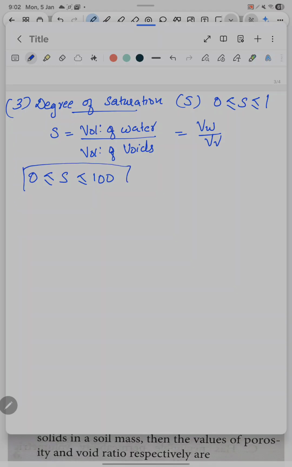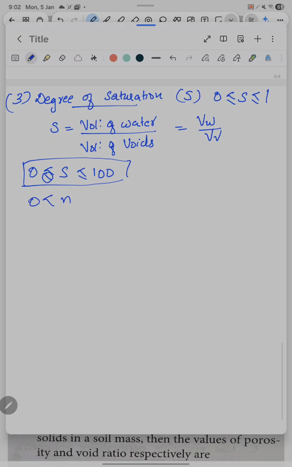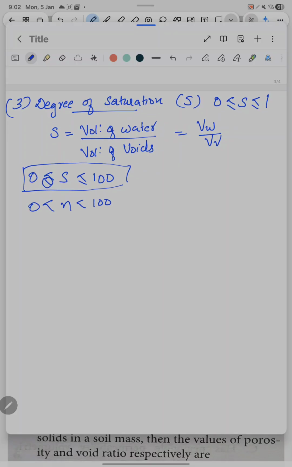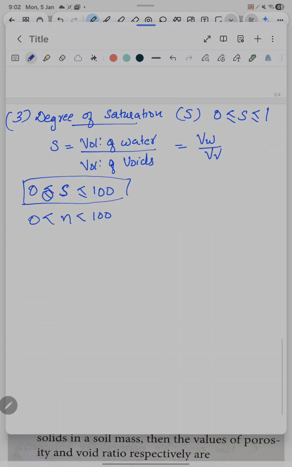This is also very important. In case of porosity, there is no equal sign: 0 less than n less than 100. Do not get confused with these values. In case of degree of saturation, it is less than or equal to. This is also very important. Degree of saturation is the ratio of volume of water to volume of voids.